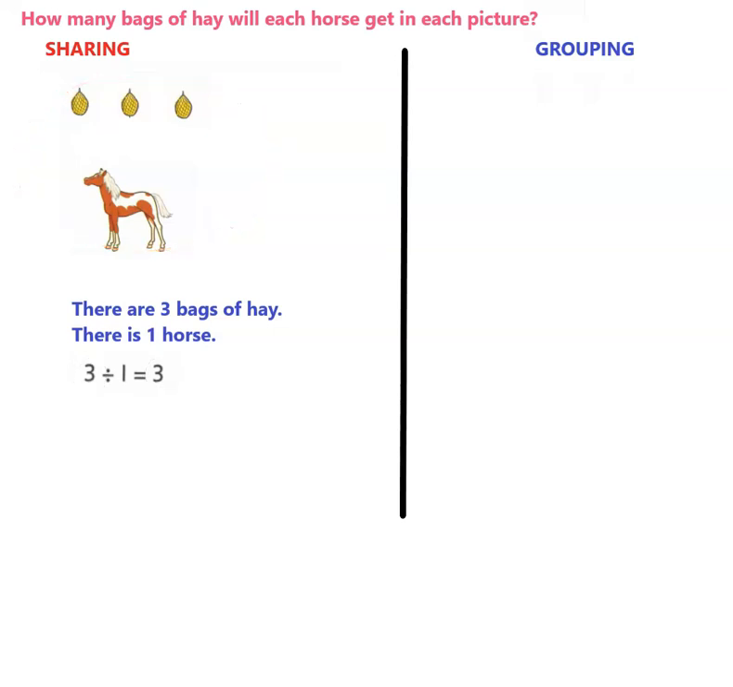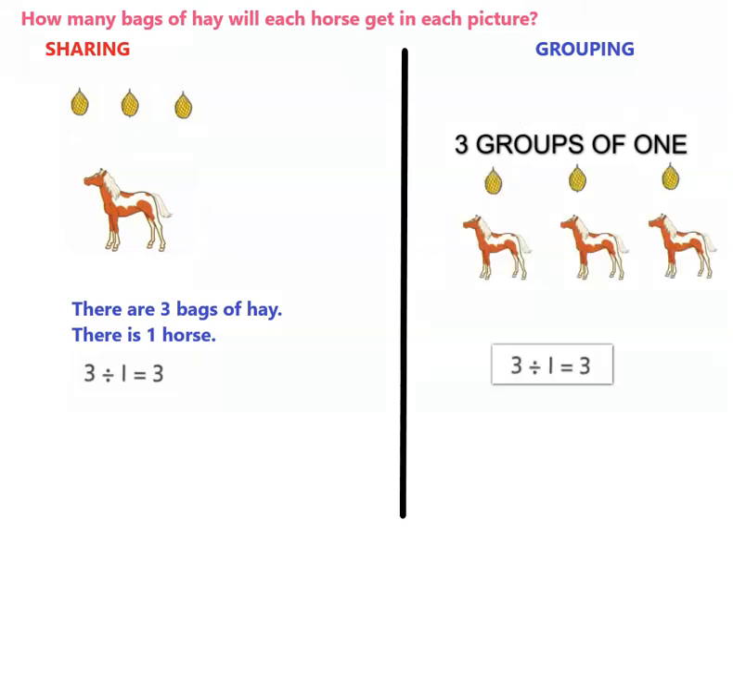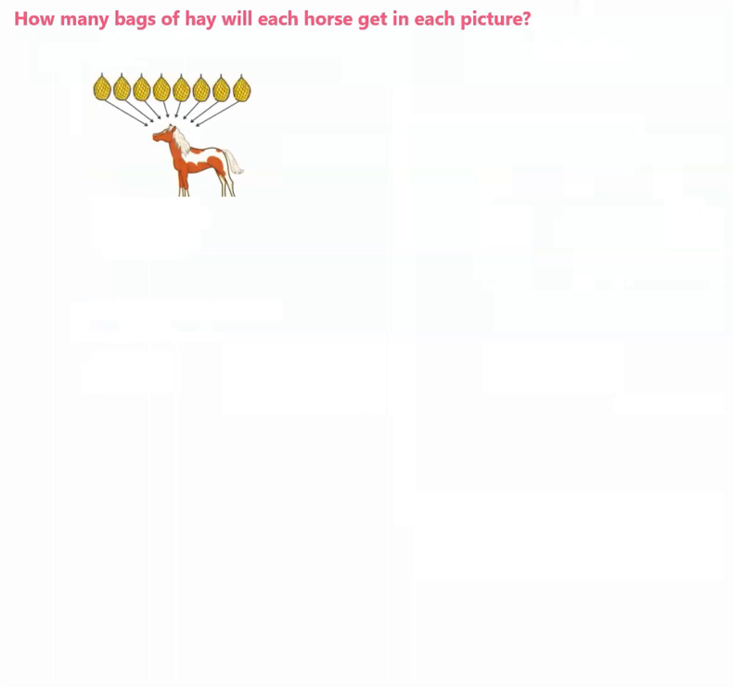What about grouping? We can see here that we have 3 objects, and we are going to think how many groups do we need for each of our objects. We need 3 groups. So 3 divided by 1 is equal to 3. We notice that when we divide by 1, our number stays the same. Pause the video here and think, what calculation is represented by this picture?